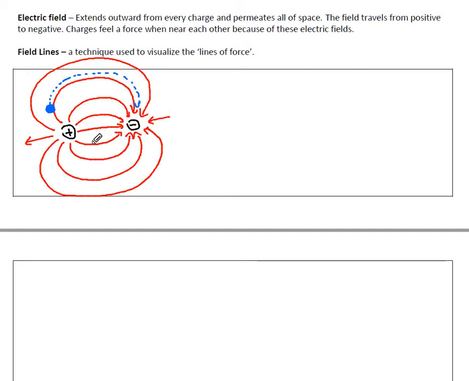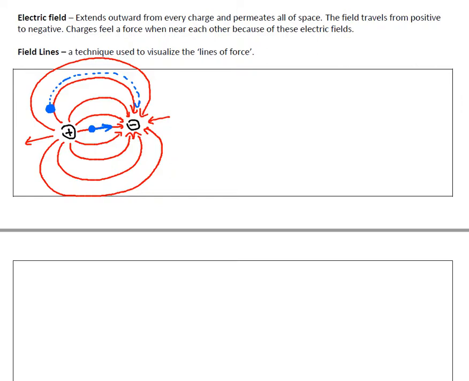Same thing as what we saw last day. If we put a positive charge right in between, that positive charge is going to push it away, but at the same time, the negative charge is going to attract it. So we know it's going to move towards the negative charge. These field lines tell us the direction a positive charge will travel.